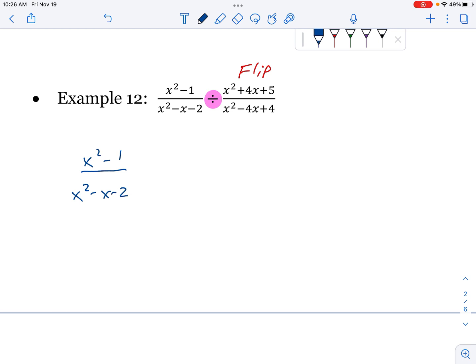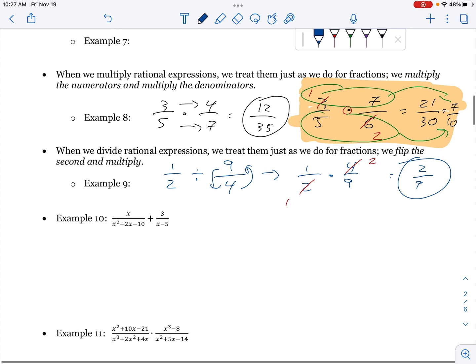First one doesn't change. I do, however, change that divide to a multiply, and then I flip the second fraction, just as we saw up above with the basic numbers. Okay? When I'm dividing, we treat it like we do for fractions. We flip the second and multiply.